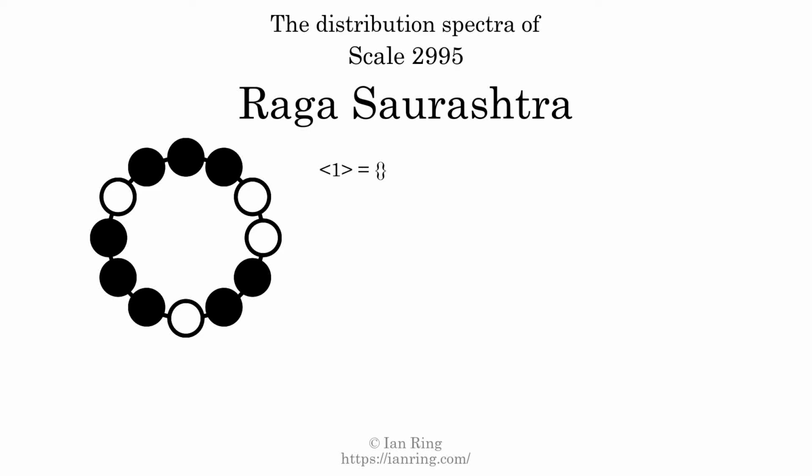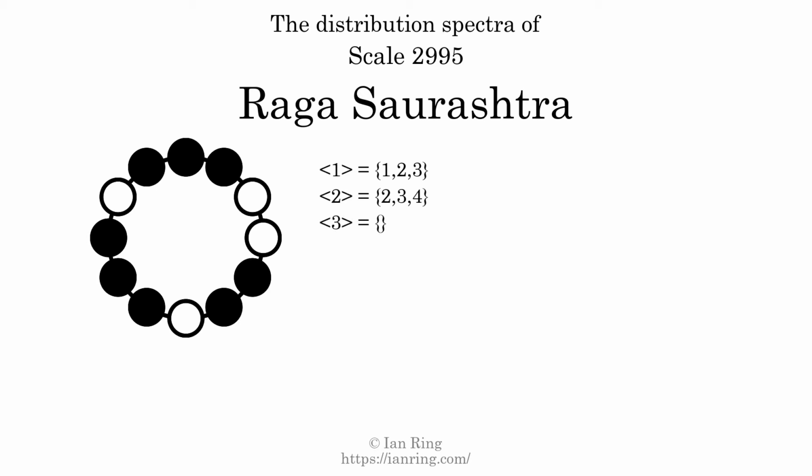The generic interval of one scale step comes in 3 different specific interval sizes. 1 semitone, 2 semitones, and 3 semitones. The spectrum width of this generic interval is the highest, 3, minus the lowest, 1, which equals 2. The generic interval of 2 scale steps comes in 3 different specific interval sizes. 2 semitones, 3 semitones, and 4 semitones. The spectrum width of this generic interval is 2.